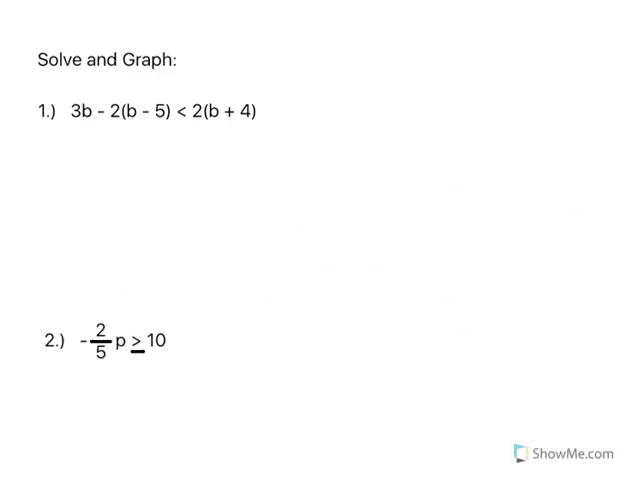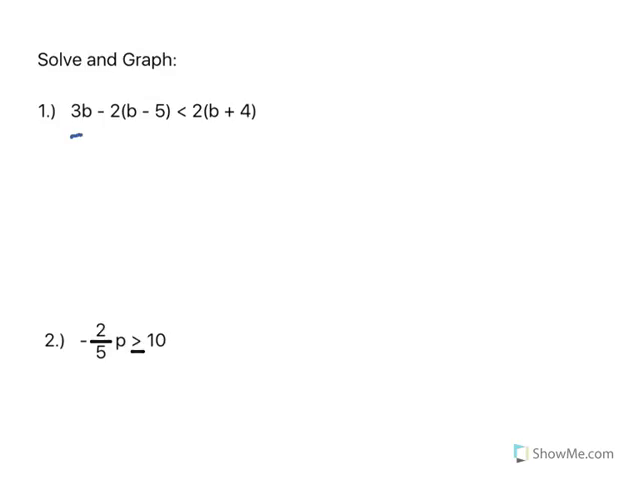Alright, let's take a look at some basic solving and graphing. So instead of just checking a solution, you should be able to go through and solve for a variable. And you're going to solve this the exact same way you solve a regular equation. You're just going to pretend that inequality symbol is an equal sign. The only time you need to flip the symbol around is if you're going to multiply or divide both sides by a negative number.